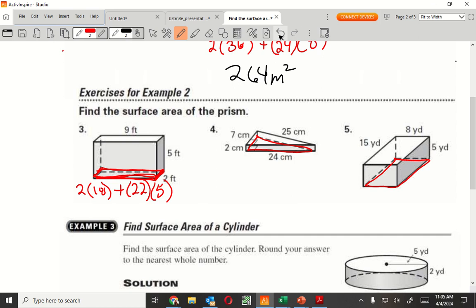All right, anyone got the number for me? 146? 146? Leo, is that what you got? Yeah, okay, good.